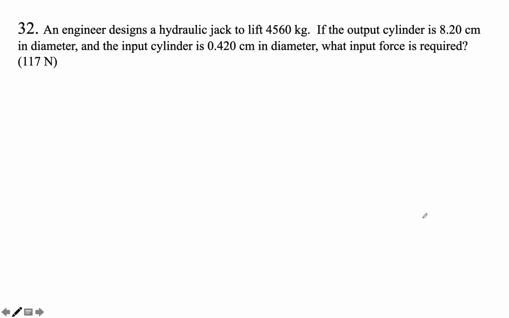All right, an engineer designs a hydraulic jack to lift 4,560 kilograms. If the output cylinder is 8.20 centimeters in diameter and the input is small, this is a situation where we've got a tiny input cylinder, then an output cylinder that's somewhat bigger. So here's our input cylinder, our output cylinder.